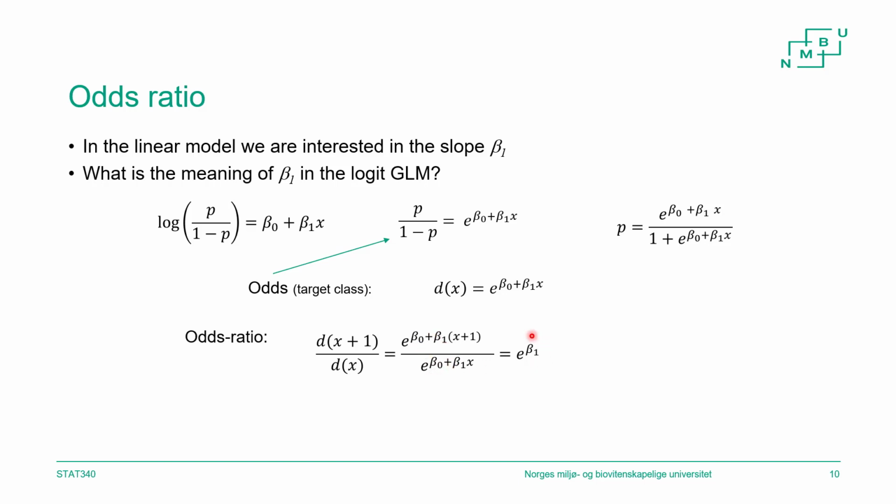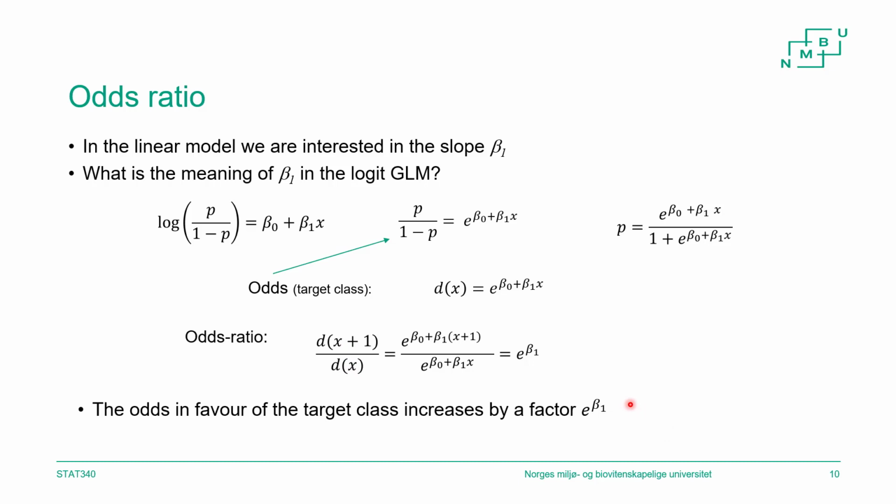And now we can cancel some terms here, so we end up with this simple expression. And here you can see beta 1 is now found. So this is called the odds ratio, and it's the ratio between two odds. That is what beta 1 describes, and it's e to the power of beta 1 actually. So it says the odds in favor of the target class increases by a factor e to the power of beta 1. So beta 1 is no longer a slope, but it's similar because it tells us how this odds ratio changes.